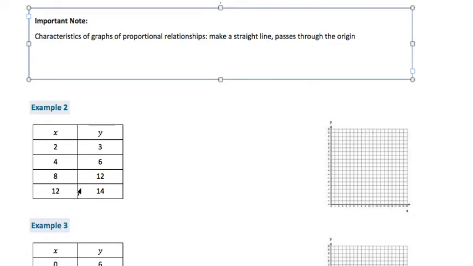Following those guidelines, you're going to graph the x and y coordinates or ordered pairs for each of these relationships and then use a straight edge to try to connect in a line and check to see whether it's going to pass through the origin and whether it is a straight line or not.